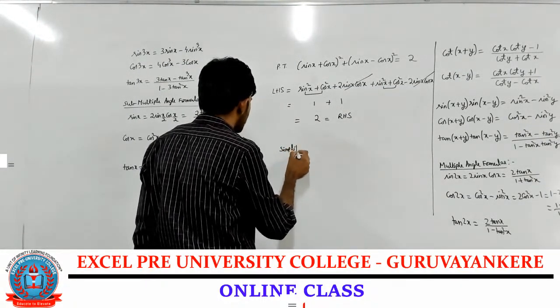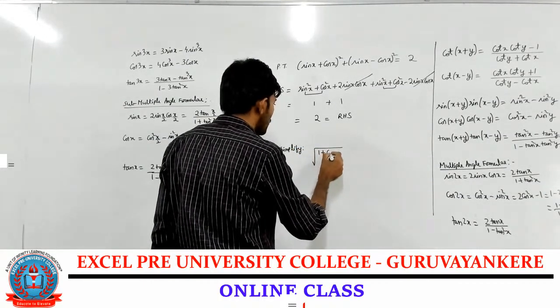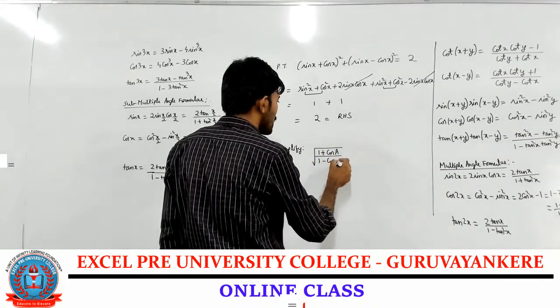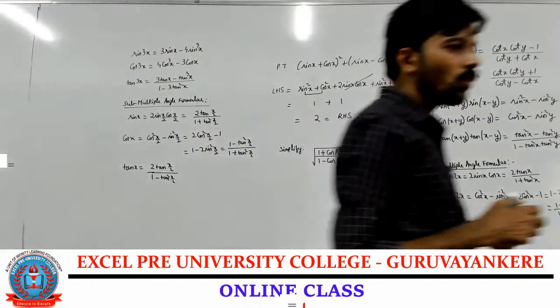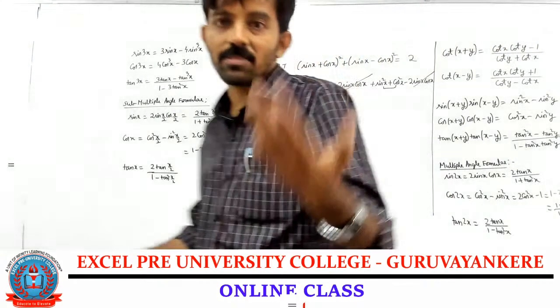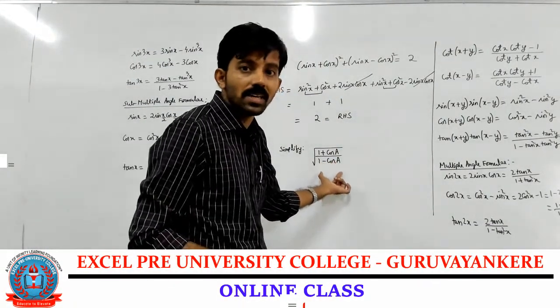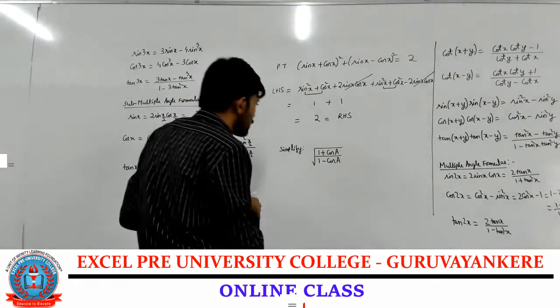Simplify the square root of (1 plus cos a) by (1 minus cos a). Reduce this to the simplest form. I think these kinds of questions were already done in 10th standard. How to simplify this? We rationalize. Multiply and divide by the conjugate of the denominator. The denominator is 1 minus cos a, so multiply and divide by 1 plus cos a.